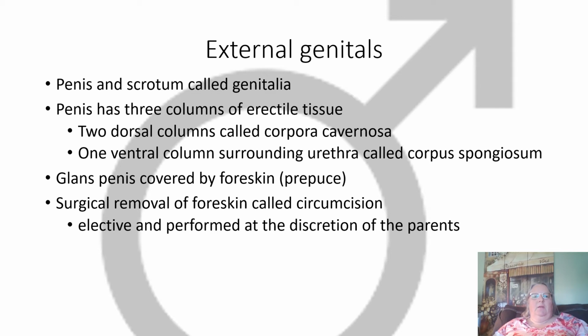The glans penis is covered by foreskin, and that foreskin is sometimes surgically removed, and that surgery is called a circumcision. Circumcisions are elective and performed at the discretion of a parent, and it's a totally elective procedure.